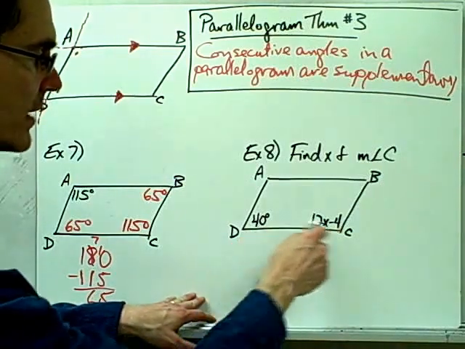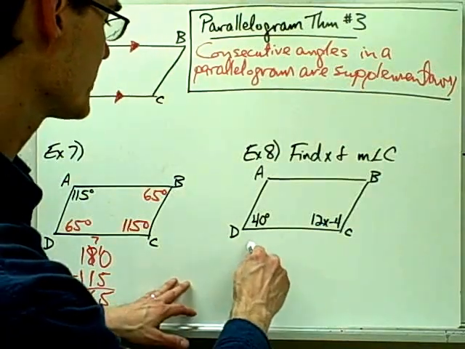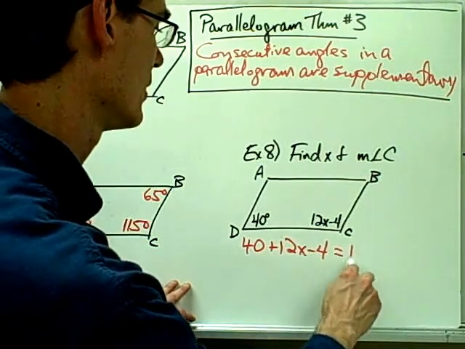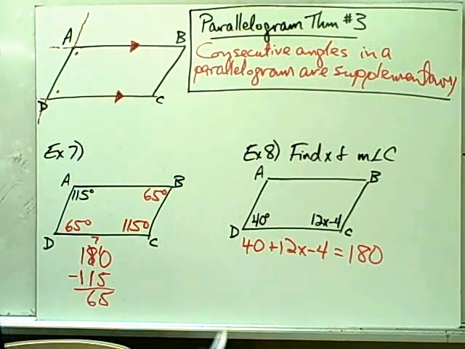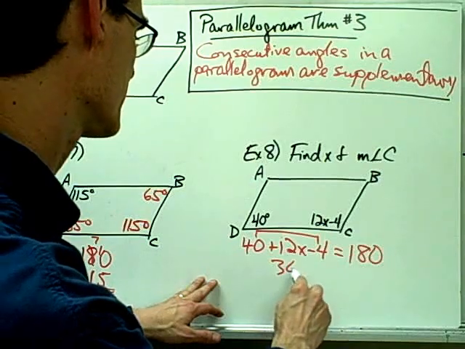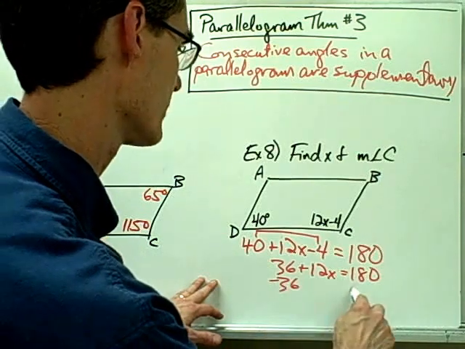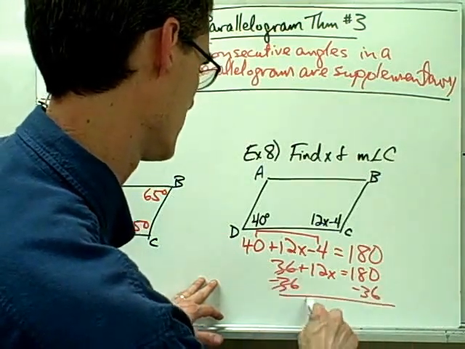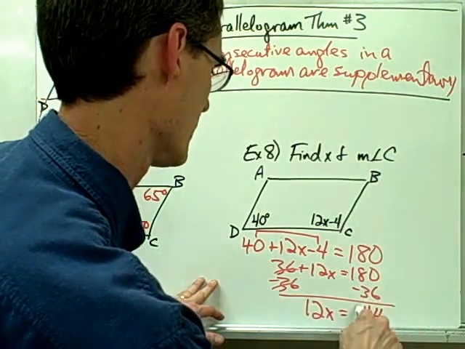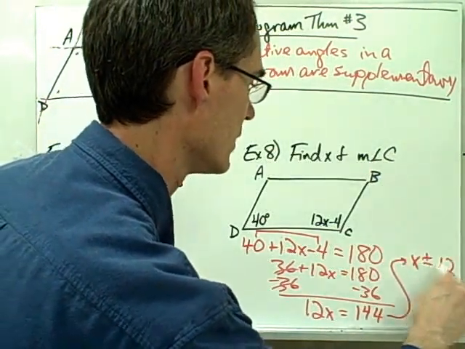So once again, I've got these two angles here are consecutive angles. According to my parallelogram theorem number 3, those angles must be supplementary, so 40 plus 12x minus 4 must equal 180 if those angles are supplementary. And let's see, combine like terms, 40 minus 4 is 36. Subtract 36 from both sides. 12x equals 144. So x is going to be equal to 12.